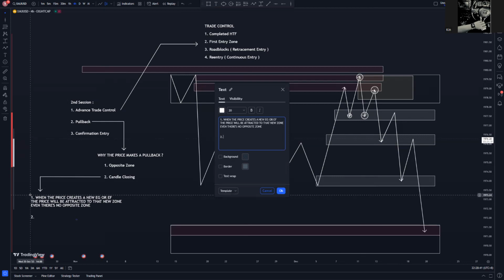And how about the second one? Every new EG or EF needs new confirmation. If we talk about the H4, it needs a new TC, based on this one. Maybe it needs a new first entry zone, needs to respect the new first entry zone, needs to create a new TC, something like that. And if we talk about the M30, the price needs a new CE. H4 new TC and M30 new CE.